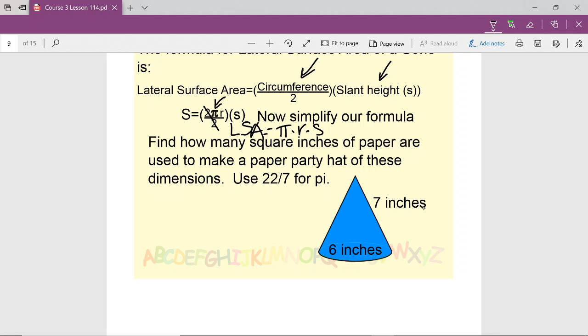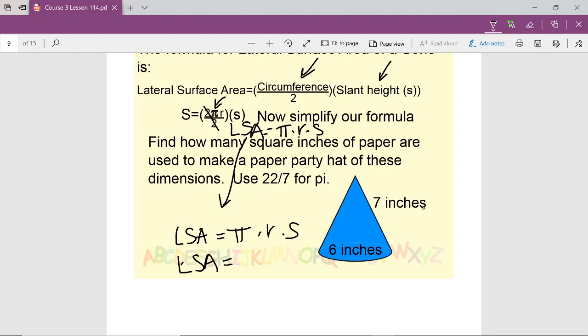For example, with this one, find how many square inches of paper are used to make a paper party hat for these dimensions. We want the slant height to be 7 inches with our diameter of 6. We're going to use 22/7 for pi. So let's plug it into our lateral surface area formula. We're going to do pi times radius times slant height.